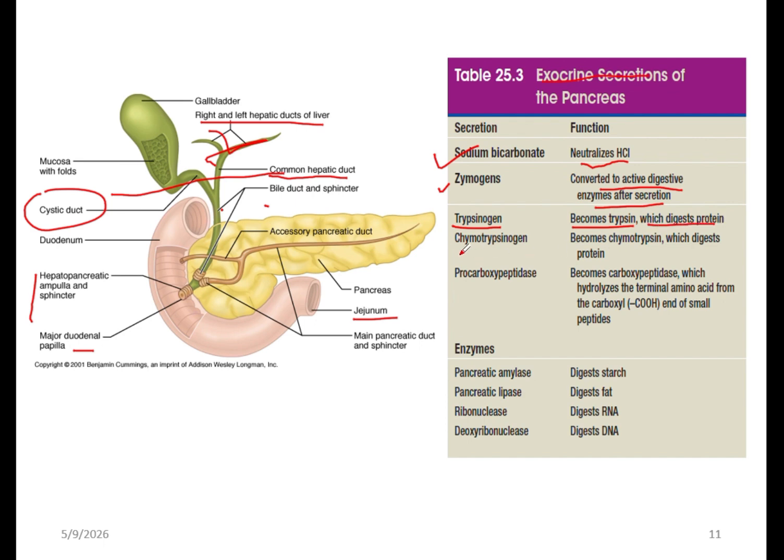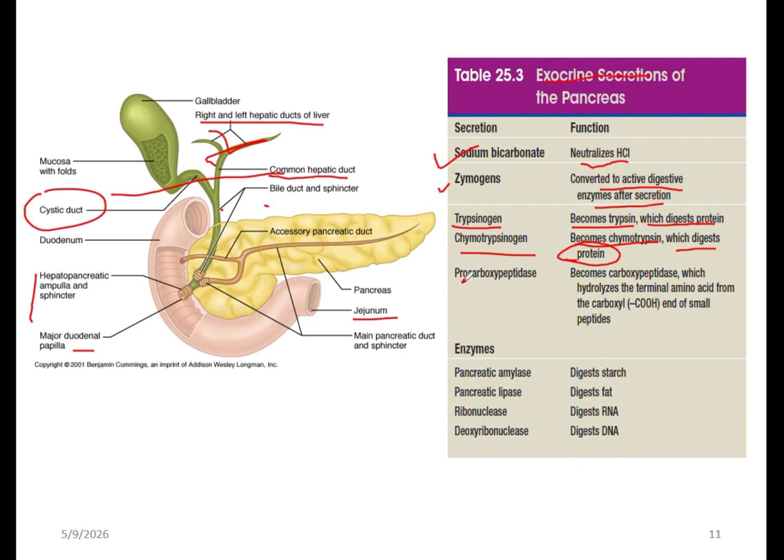Next we have chymotrypsinogen. What is chymotrypsinogen? Chymotrypsinogen is converted into chymotrypsin. Similarly, trypsinogen is converted into trypsin, and similarly chymotrypsinogen is converted into chymotrypsin. Chymotrypsin generally digests the protein part.